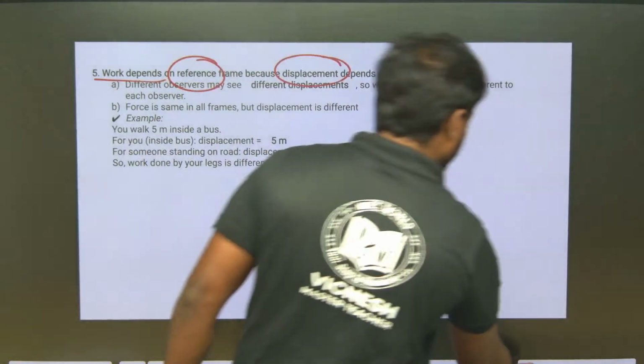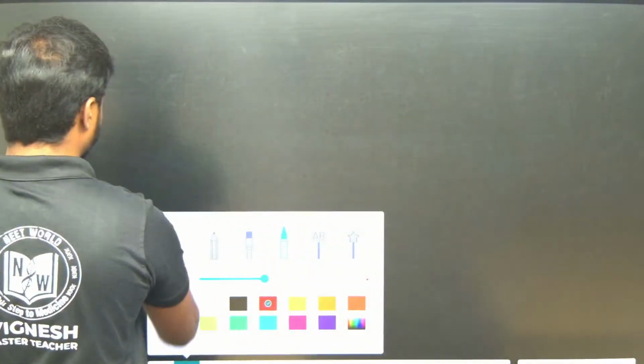Fine. So the question is, I'll dictate the question. A particle is displaced from a point A, that is (1, 2), to point B, that is (3, 4), by applying a force 2i cap plus 3j cap.